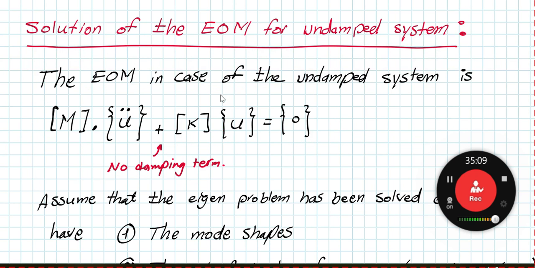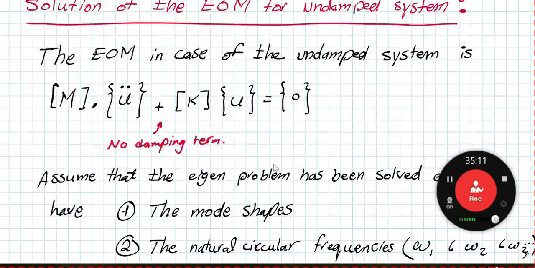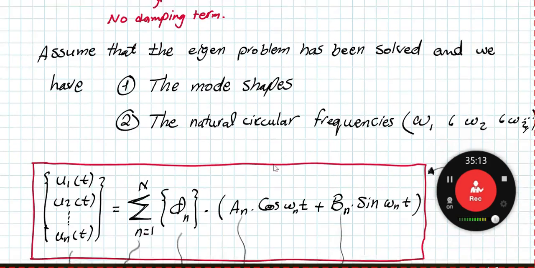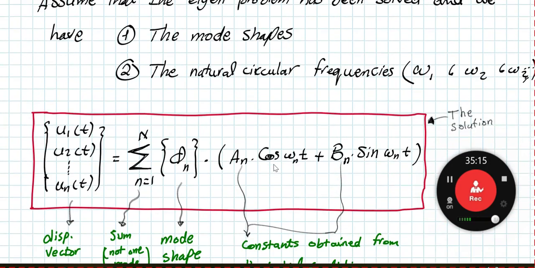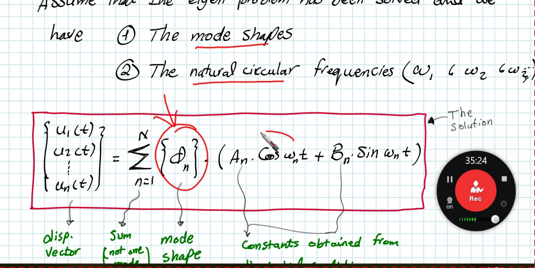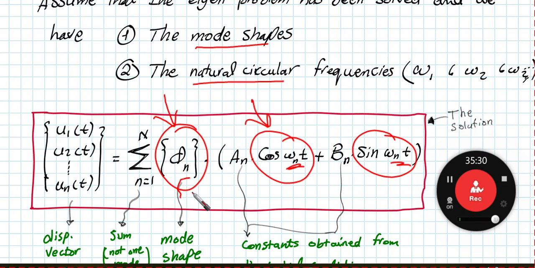First of all, we were seeking a way for the solution after knowing the mode shapes and natural circular frequency. So we know some parts of the equation of motion, which are related to the natural circular frequency and the mode shapes. They are obtained from the eigenvalue problem solution.